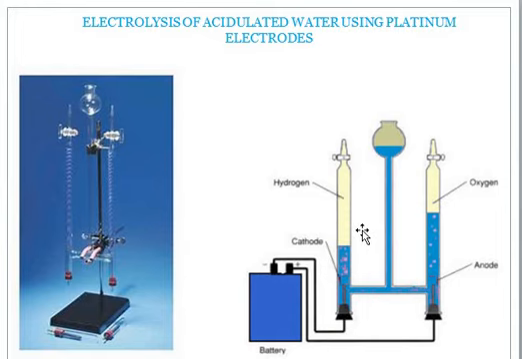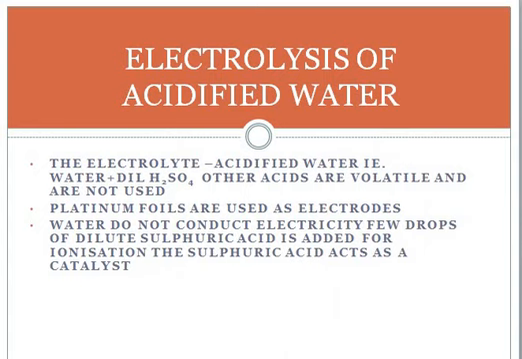So a few drops of sulfuric acid are added to this water. Sulfuric acid will act as a catalyst for the electrolysis of acidulated water. That is the meaning of acidulated water: water with a few drops of sulfuric acid. We cannot use other acids, because other acids are volatile. Volatile means they easily vaporize. Dilute sulfuric acid is non-volatile, so it does not evaporate easily.